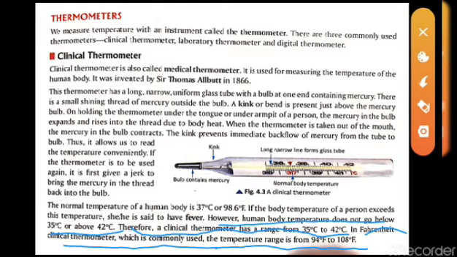So here we are calculating with Fahrenheit, and generally in the digital thermometer we also use Fahrenheit, so we can get the accurate reading.